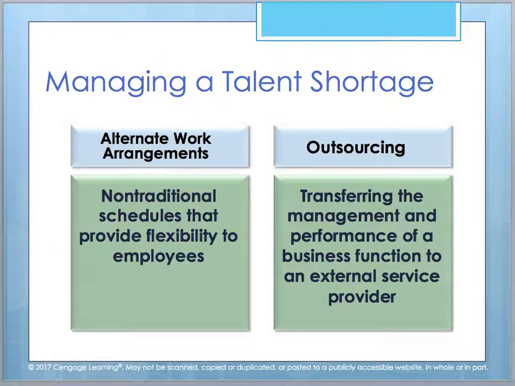Now, when we have a talent shortage, you can come up with two different plans to alternate your work arrangements or outsource the work. The alternate work arrangements is non-traditional schedules that provides more flexibility for employees. It could be something where it's a 10 to 7, or you alternate the days off in a work week, certain things that are just not typical. Outsourcing, as I've mentioned before, you're going to transfer certain things to an external service provider.